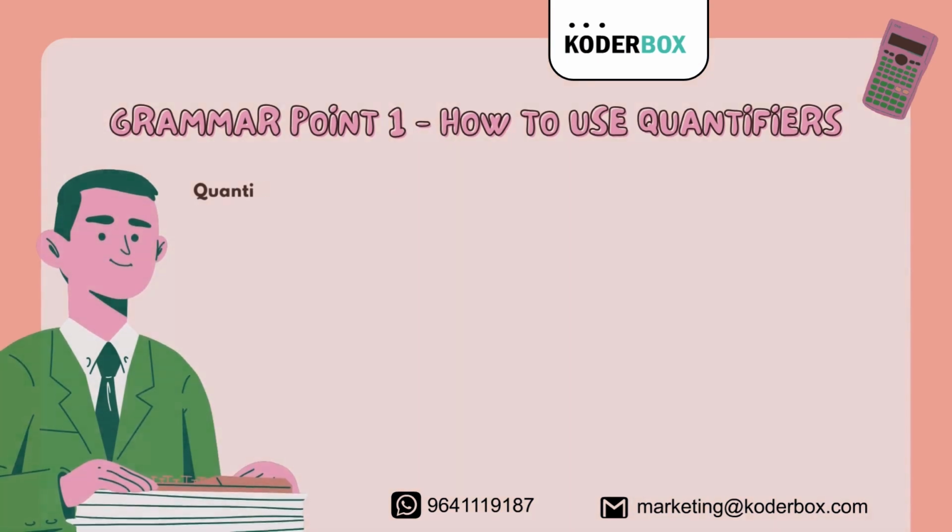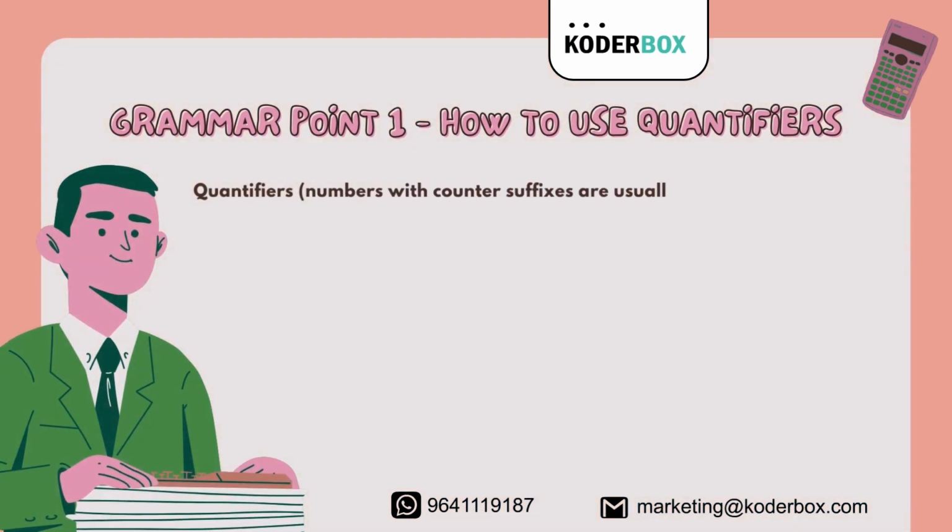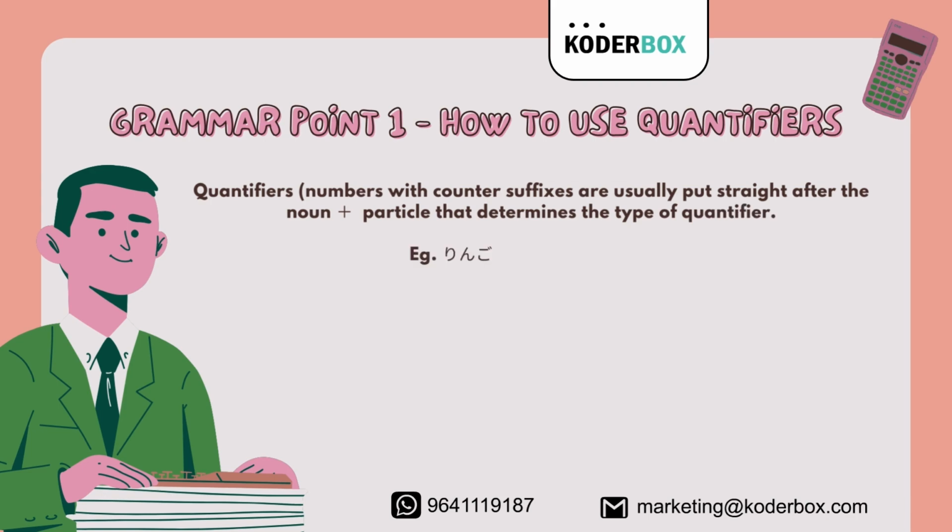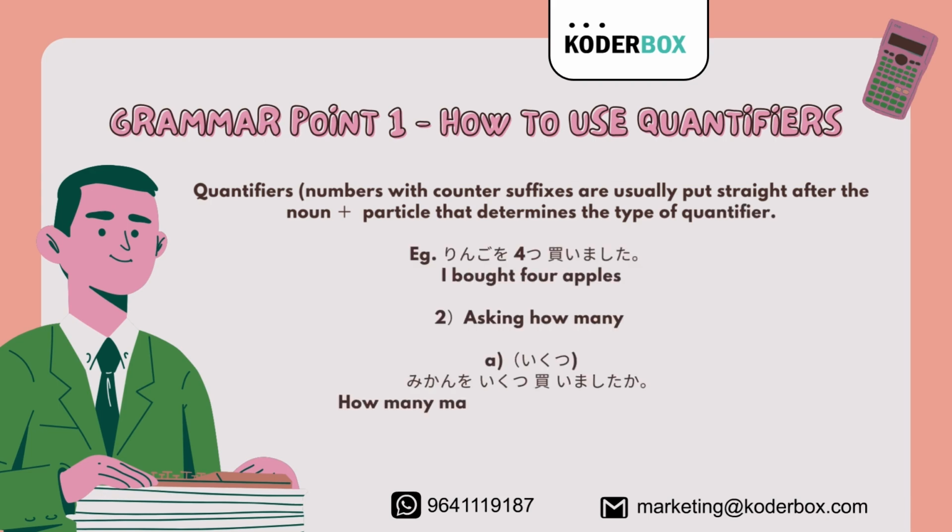Grammar point 1. How to use quantifier. Quantifier, number with counter suffix, are usually put straight after the noun plus particle that determines the type of quantifier. Example, Ringo o yotsu kaimashita. I bought 4 apples.